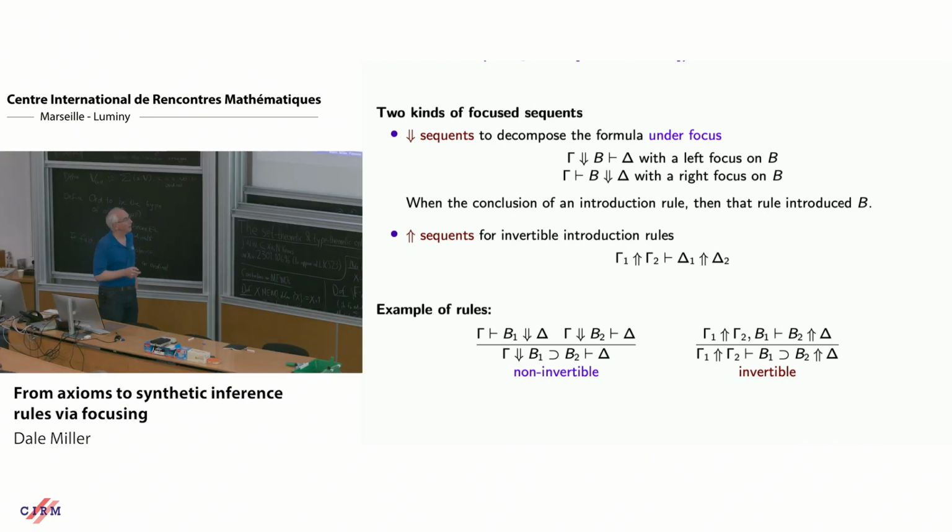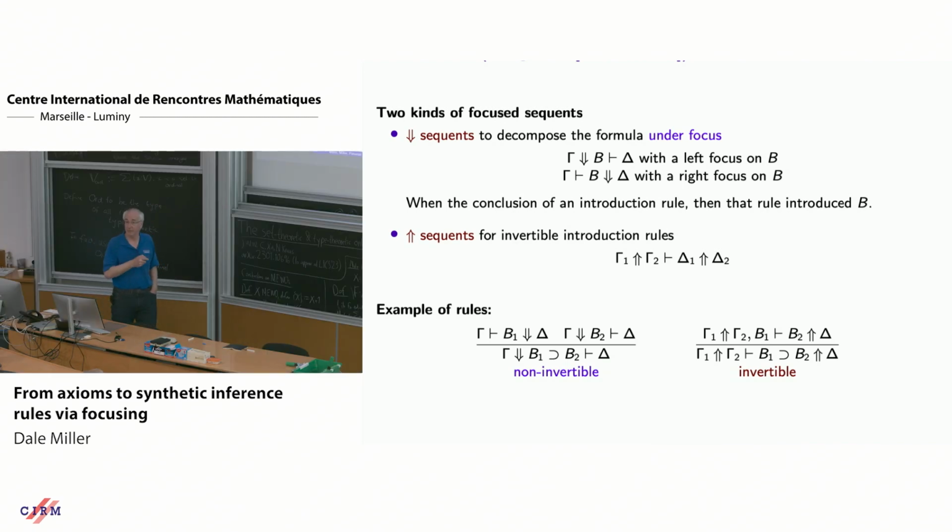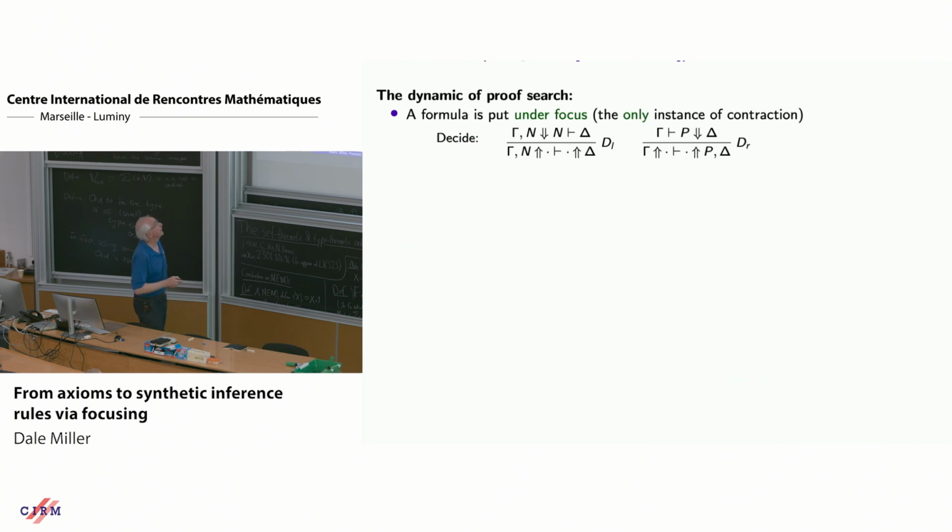Now, one of the keys that I haven't really mentioned is that the negative and invertible go hand in hand. If you have an inference rule that's invertible on the right, we call it introducing a negative connective. If it's invertible on the left, then it's a positive connective, okay? All right, let's continue.